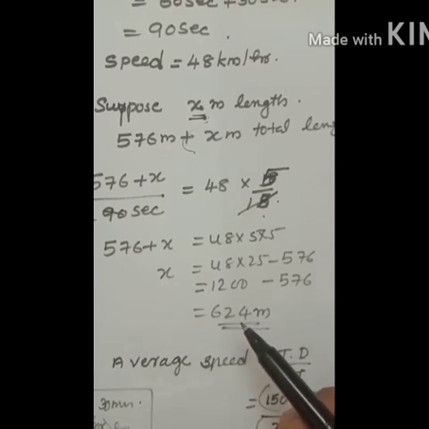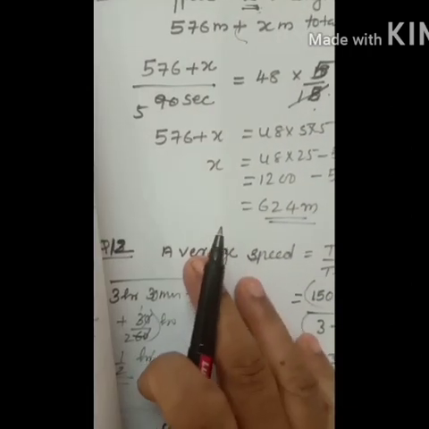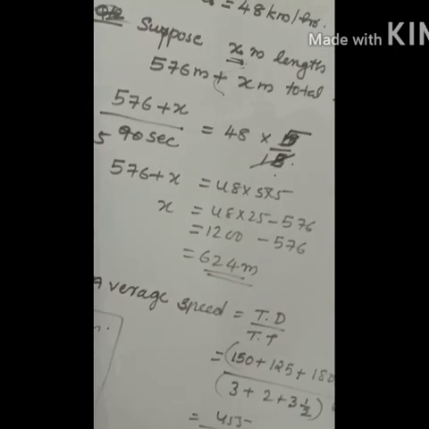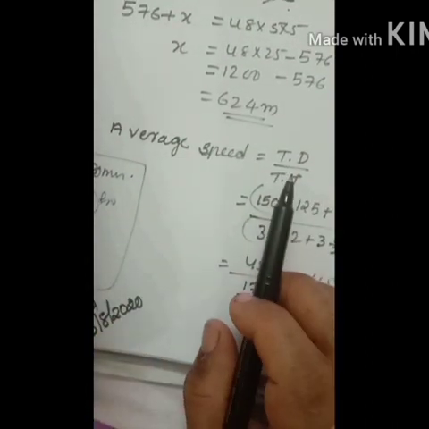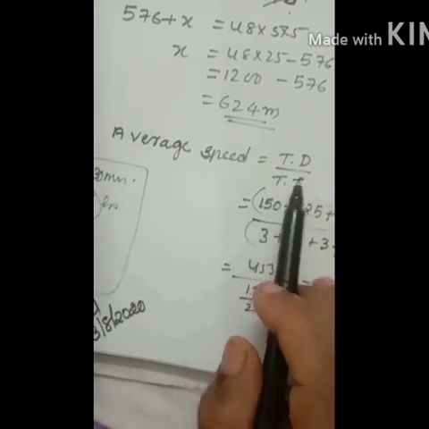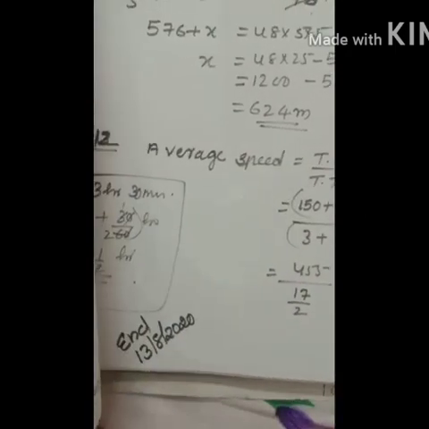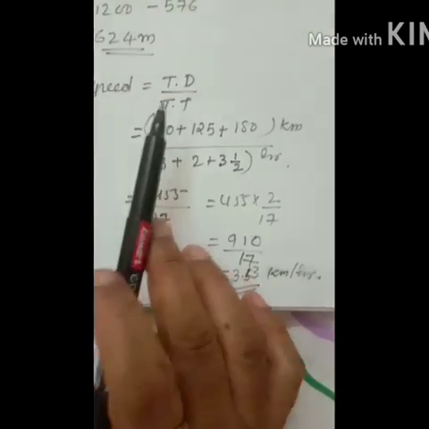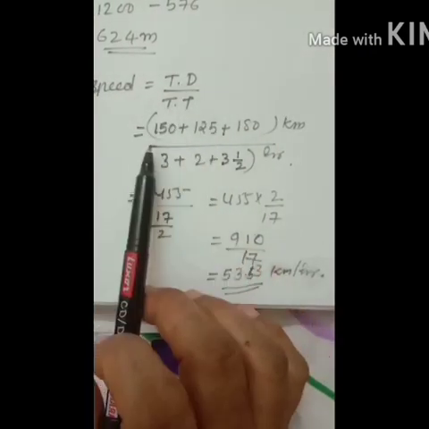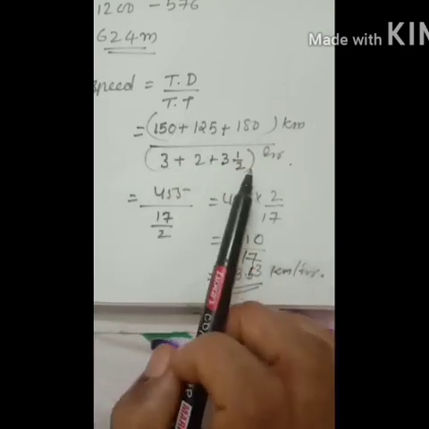A train covers 150 km in 3 hours, next 125 km in 2 hours, and last 180 km in 3 hours. You have to find out the average speed. Average speed formula: average speed is total distance upon total time. Total distance you add up, and time also you have to add up.